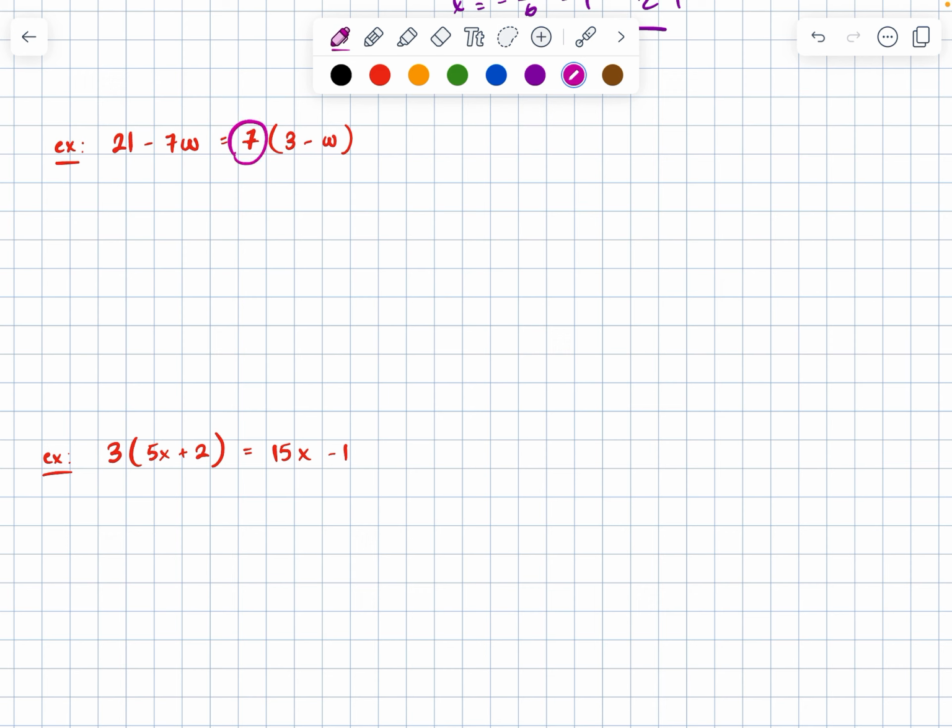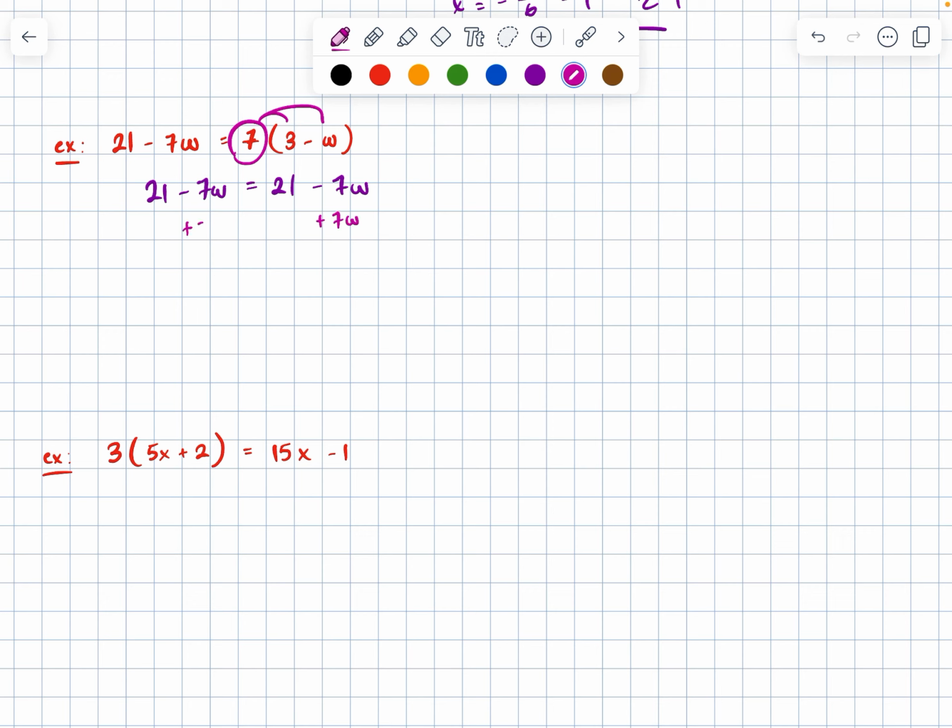So 7 parentheses 3 minus w. Obviously, right? I want to get rid of that parentheses. Let's do it with the distributive property. So I'll take 21 minus 7w equals, well, 7 times 3 is 21. 7 times negative w is negative 7w.